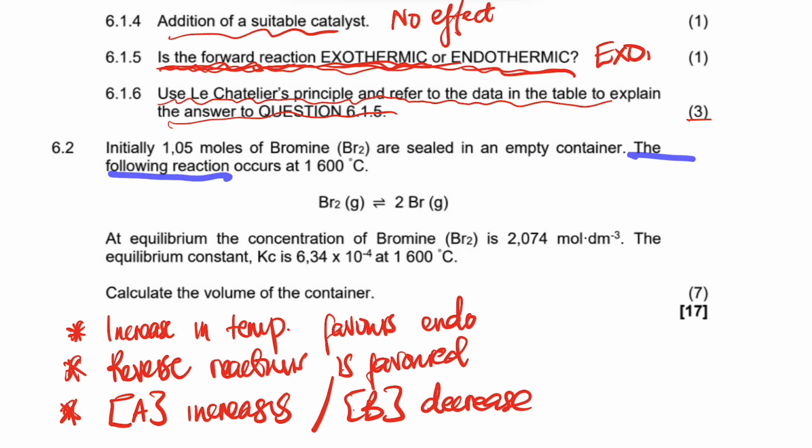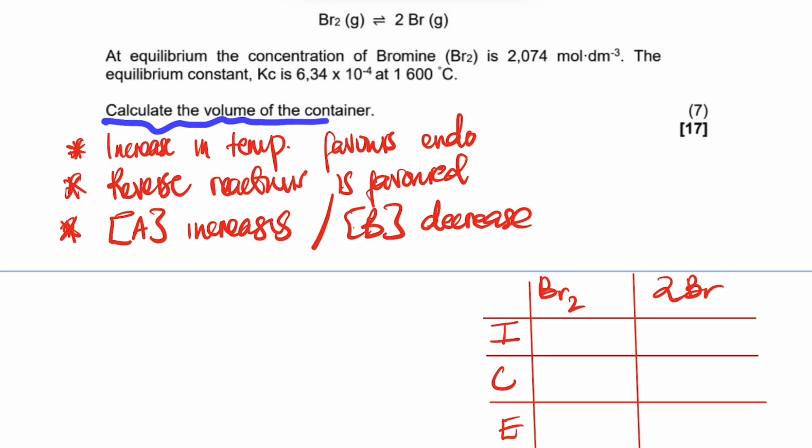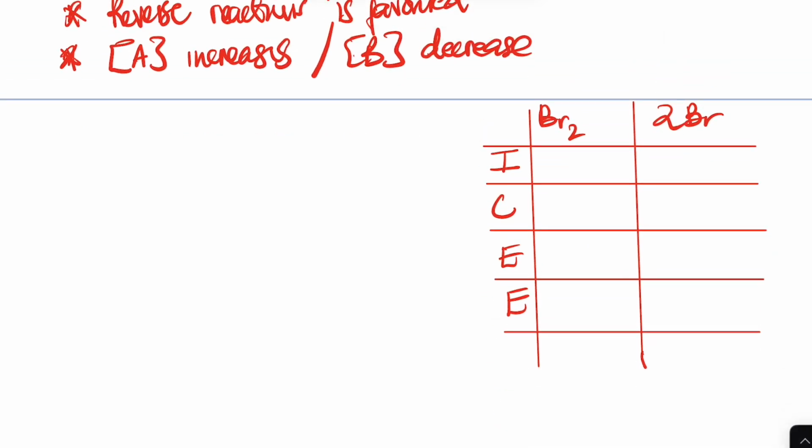It says the following reaction occurs at 1600 degrees Celsius. So we have bromine gas, and it produces bromine in a gaseous state. At equilibrium, the concentration of bromine gas is 2.074 mol per dm3. That's the concentration at equilibrium. Then it says the equilibrium constant is 6.34 times 10 to the power negative 4 at 1600 degrees Celsius. Now it says calculate the volume of the container.